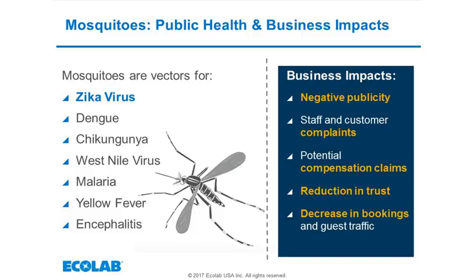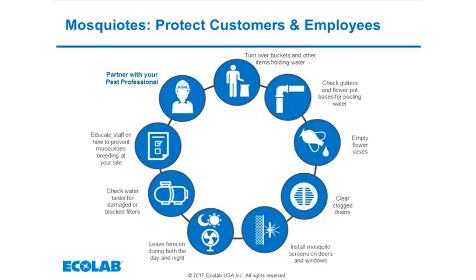So regardless of where you're located, mosquitoes can have a serious impact to your business, creating negative publicity and generating staff complaints, which can result in unnecessary compensation claims, reduced trust in the brand, or even lowering occupancy rates or lessening customer traffic, depending on the severity of the situation in that area. So there are ways to be proactive, and there are many steps that you can take to protect your customers and your employees at your properties.